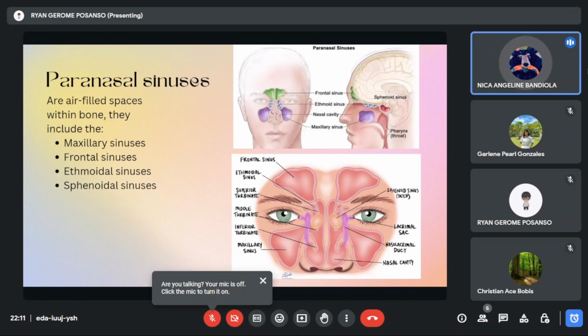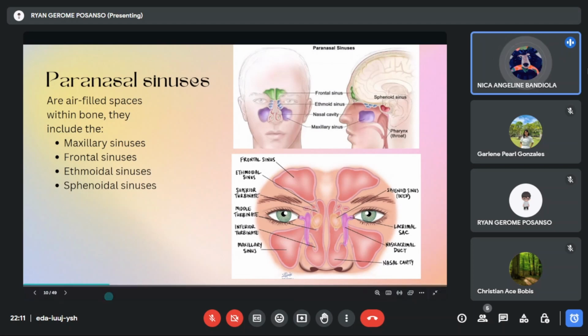They are lined with mucus with a lot of blood. They warm up the air and humidify it as the air goes further down our respiratory system. Lastly, the most important function of the sinuses is to produce mucus to keep the nose from drying out. They also have a drainage system.